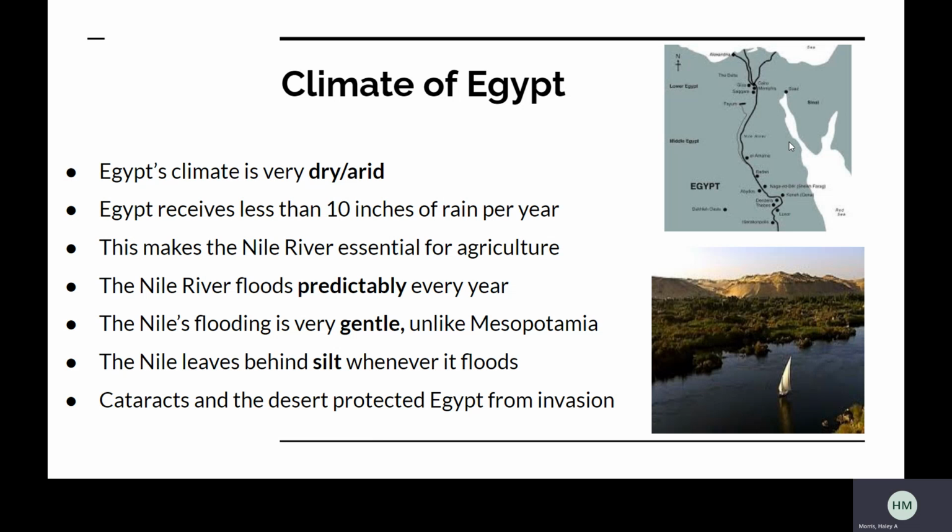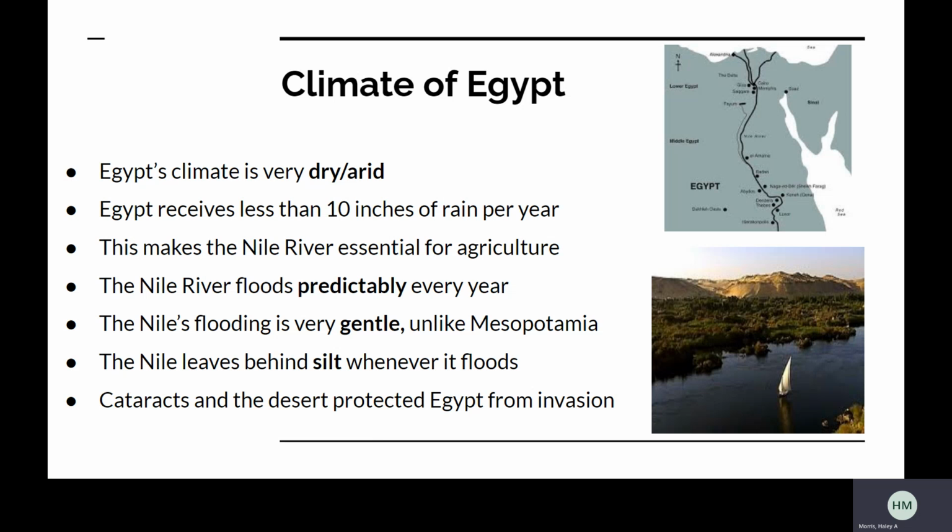What's the climate of Egypt like? Egypt's climate is very dry and arid. So again, that's just like Mesopotamia. Their climate was dry and arid, so they did depend on the river quite a bit. Egypt receives less than 10 inches of rain per year, and this makes the Nile River essential for agriculture. So like I said, they don't have that rain as their source of water for their agriculture, for their farming, so they depend on the river.